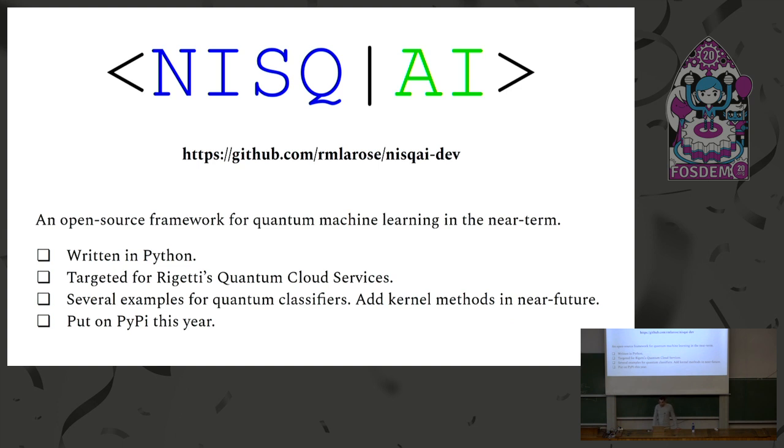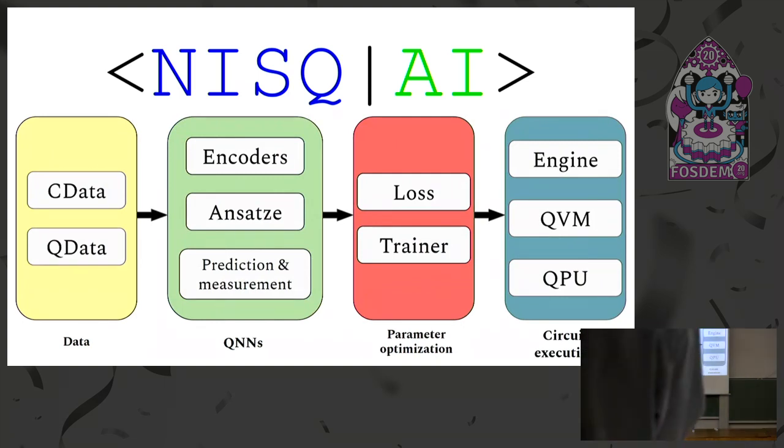We have several examples for quantum classifiers, one of which I'm going to go through here in a moment. And we're looking to add some kernel methods for quantum machine learning in the near future. And we hope to get ourselves on PyPI at some point this year. So a high-level overview of our library.